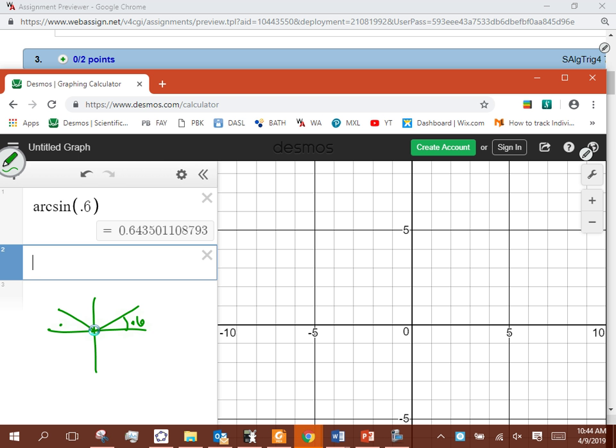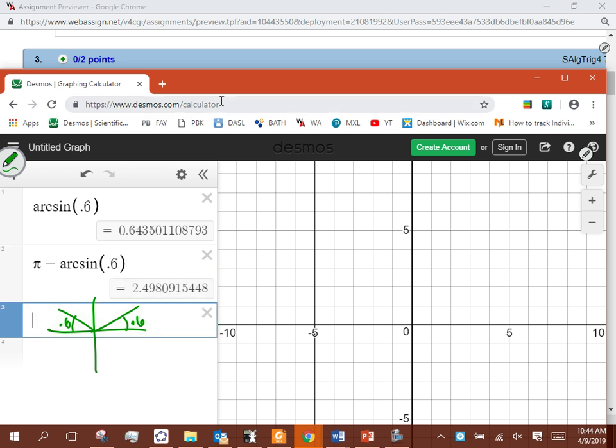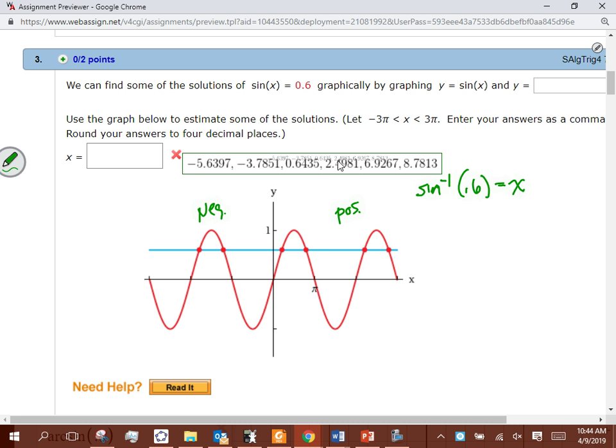Now sine is also positive in what quadrant? Okay, so this 0.6 over here as well, right? So then I would take pi minus arc sine of 0.6. So it gives me that. That's another solution. Those 2 solutions right there. All right, does that make sense? Those correspond to these here. All right, everybody? Those are the 2 solutions that you're going to find.